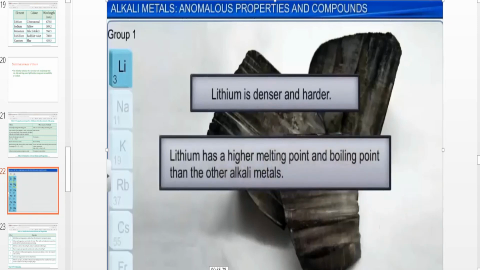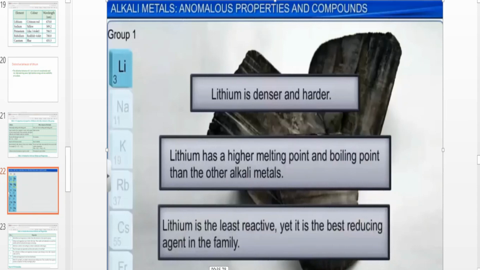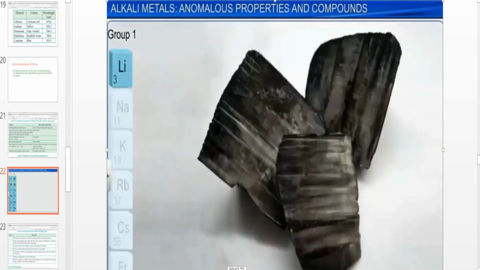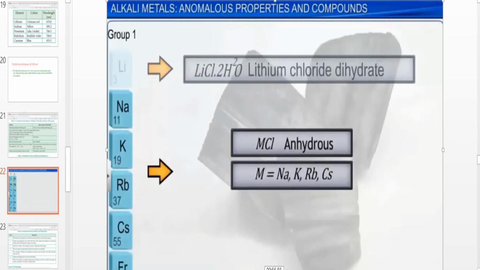Next, lithium has a higher melting point and boiling point than other alkali metals. The third point is lithium is least reactive, yet it is the best reducing agent in the family. Lithium chloride is a dihydrate, whereas the other halides are anhydrous.